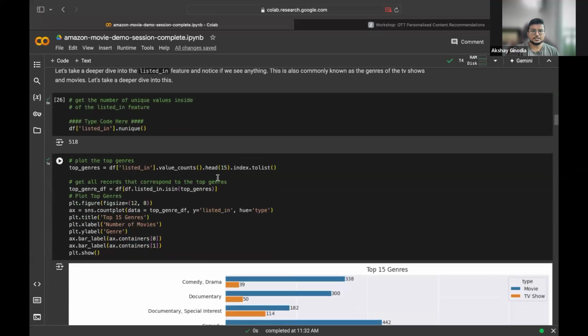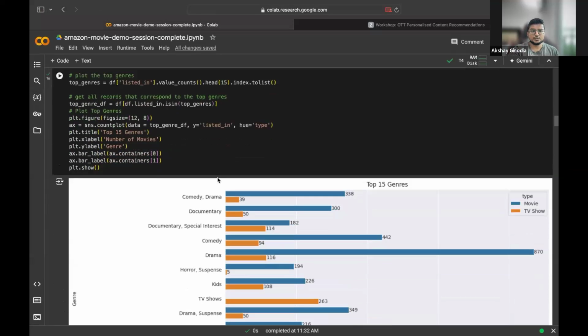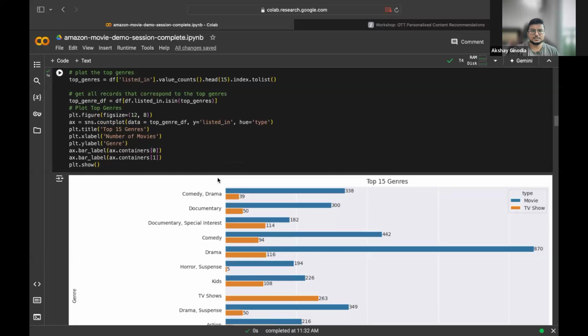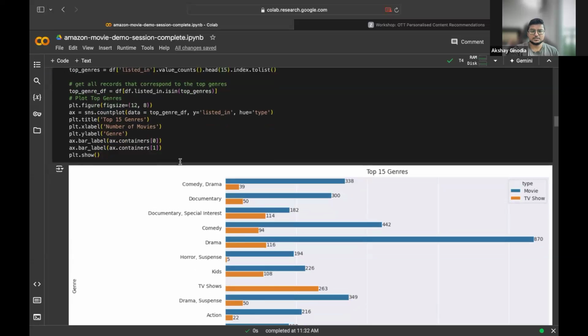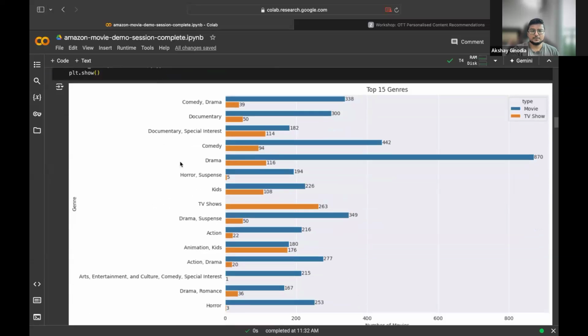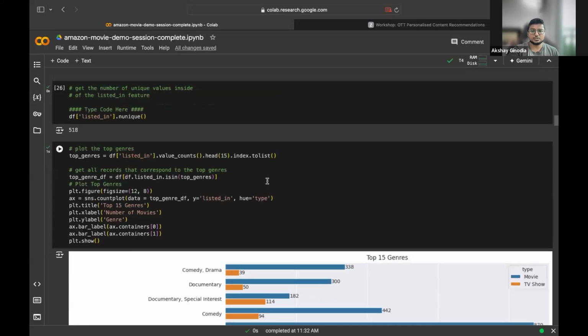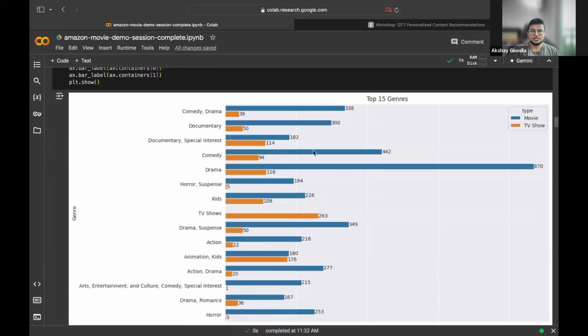If we look at the distribution of genres, we are again using value counts to look at distribution. That's the standard for us. And we are going to segregate using the type, which is movies and TV shows, and look at the genres across movies and TV shows. So it looks like drama is the most common across movies. For TV shows, it's TV show, which just means the genre is not defined.